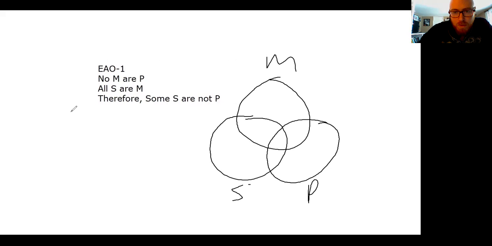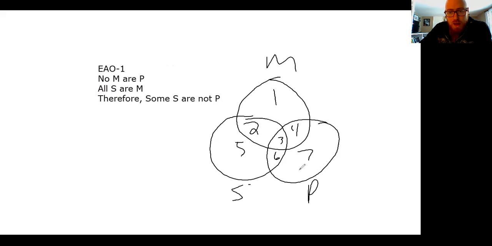Okay, go ahead and number these. 1, 2, 3, 4, 5, 6, 7. There we go. Okay, now, once again, both my premises are universal, so it doesn't matter which one I place markings for first. So let's just go in order here.